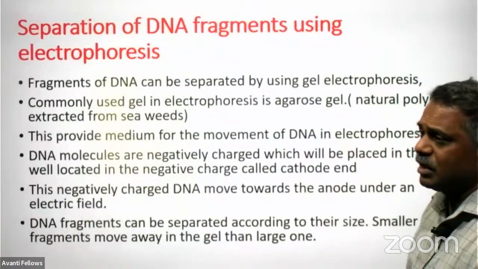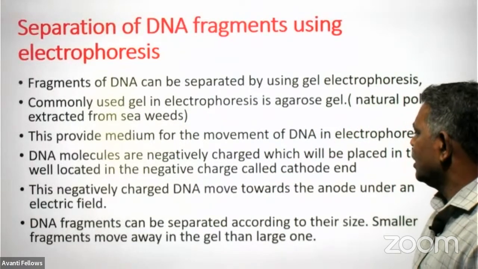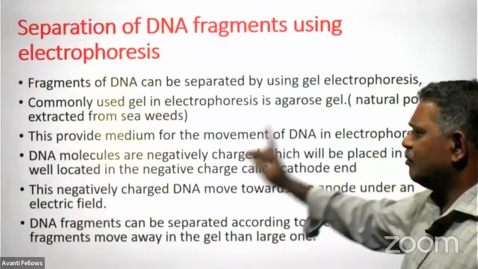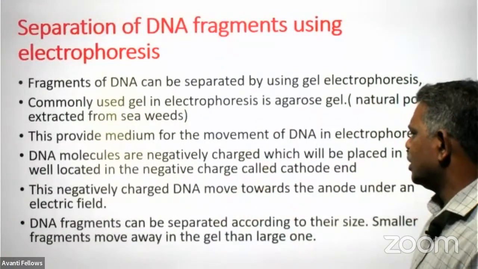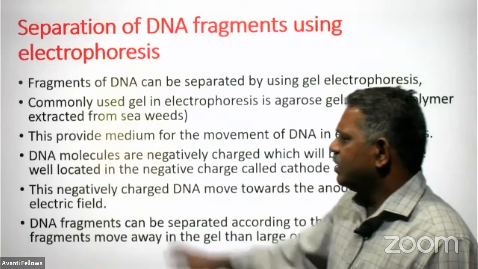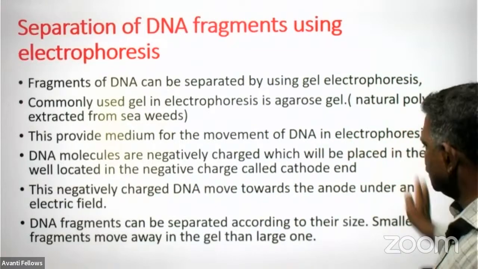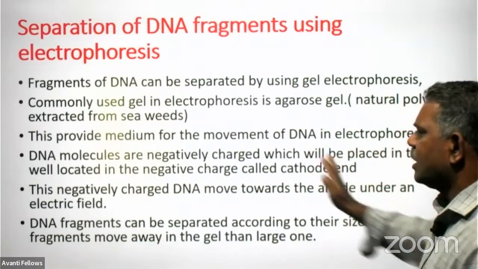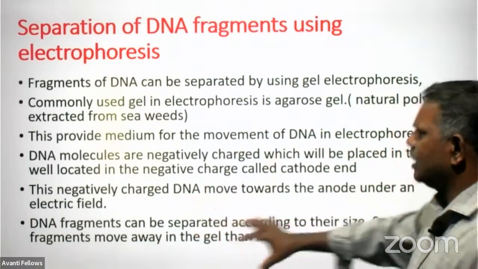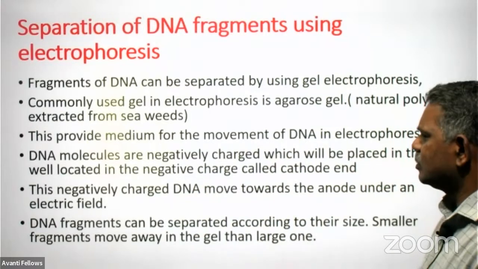DNA molecules are negatively charged, and they will be placed in the well located at the negative end, called the cathode end. This negatively charged DNA moves towards the anode, having the positive charge, under an electric field through the gel, called what? The agarose gel.